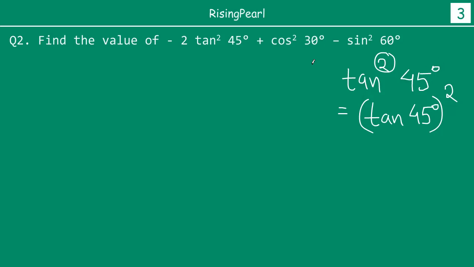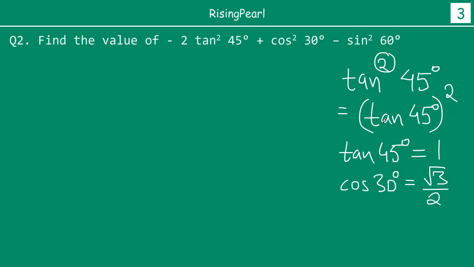So that's it. Now let's write the values of this on the side. So we would want to find out tan 45. So tan 45 degrees, we know that value is 1. So cos 30 degrees, this will be cos 30 degrees. So cos 30 degrees is going to be root 3 by 2.